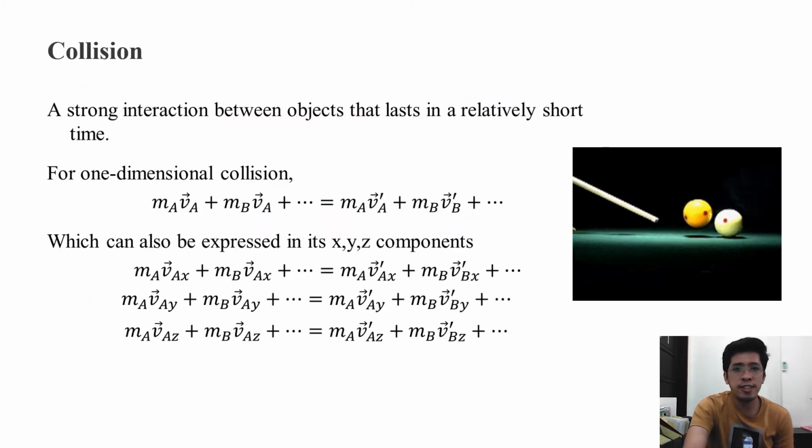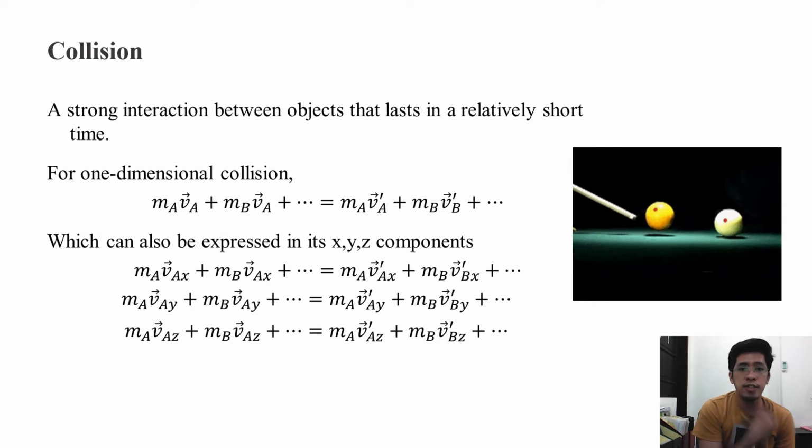Now, what are collisions? When we say collision, this is a strong interaction between objects that lasts a relatively short time. For example, when you play billiards, you collide the balls in order to drop them into specific targets. The interaction between the billiard balls, like in the figure, is what you call a collision. Since momentum is a vector quantity, we have conservation of momentum in one-dimensional collisions.